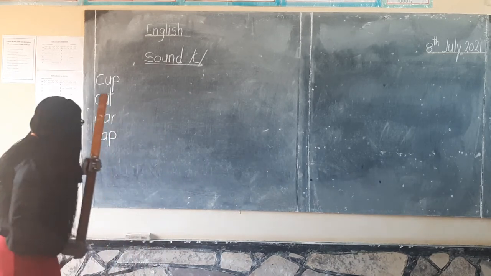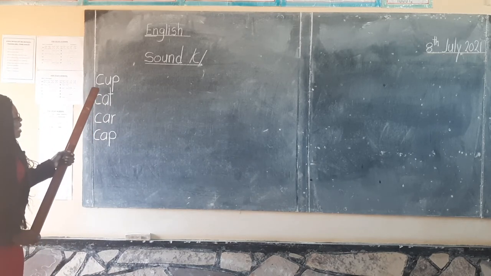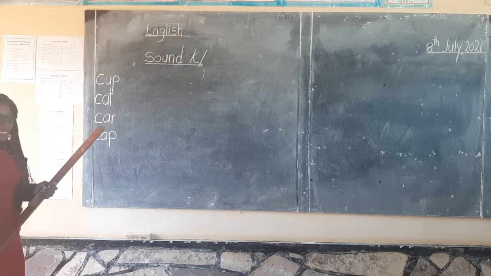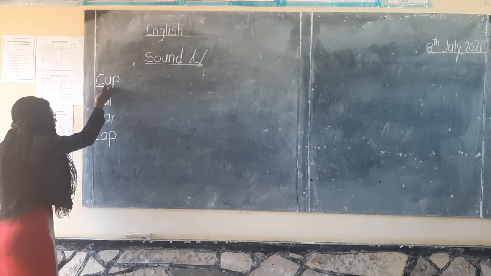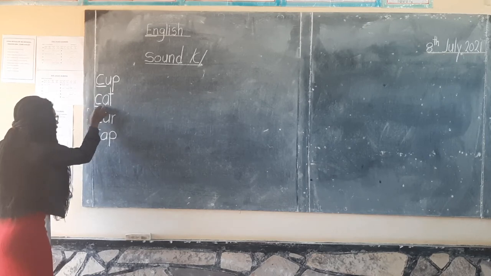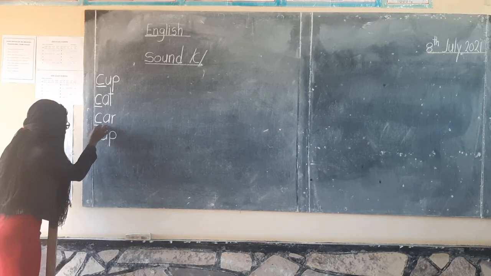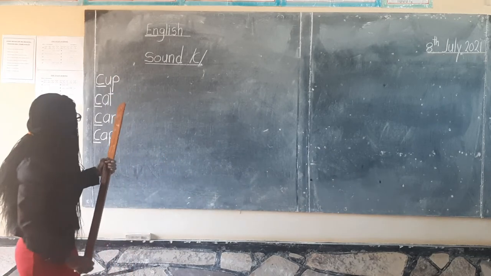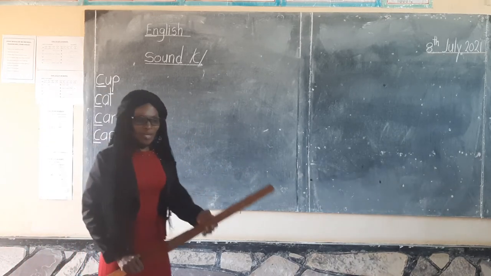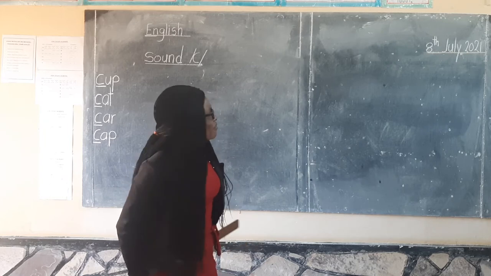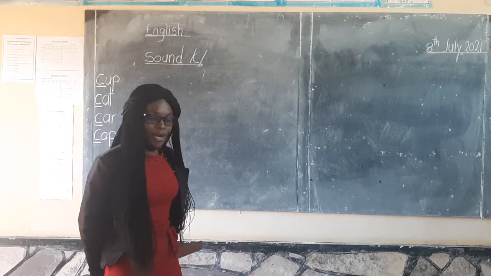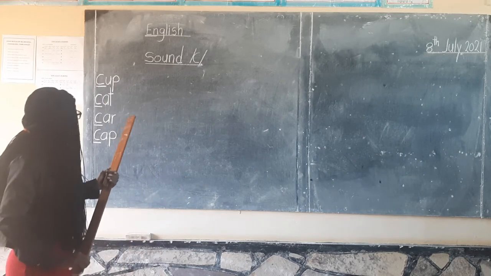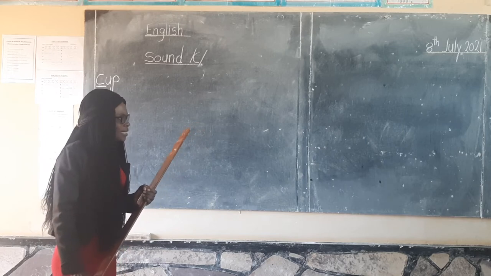Very good. So these words we have written here, they have the beginning letter C. Letter C, sound K. Okay. I'll underline the letter C, even here in the word cut. I've underlined the letter C so that you can see that we are talking about letter C sound. Who can make a sentence using the same words that we have made, even other words that we have not made?